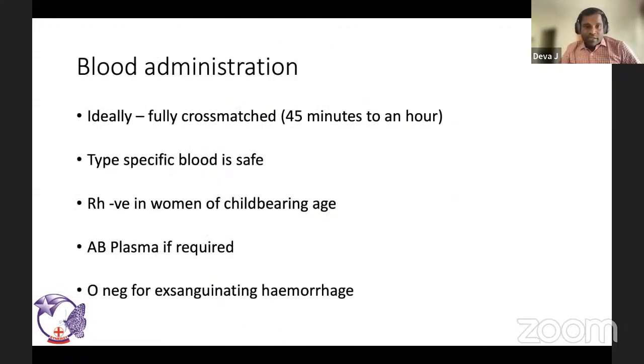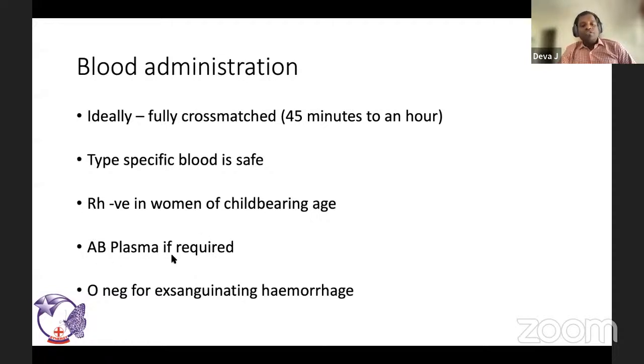So how do you administer blood? Ideally, you would want fully cross-matched blood, but then the limitation is cross-matching takes about 45 minutes to an hour. You may not have the luxury of having time during trauma resuscitation. So if the patient is exsanguinating, use O negative. Start with O negative blood, and then as soon as you get the type, for example, I'm B positive, without cross-match, can you get B positive from the blood bank and transfuse? That's type specific. Type specific blood is safe. Several studies have shown that type specific blood without cross-match is reasonably safe. Type specific blood you can get hold of very easily, quickly.